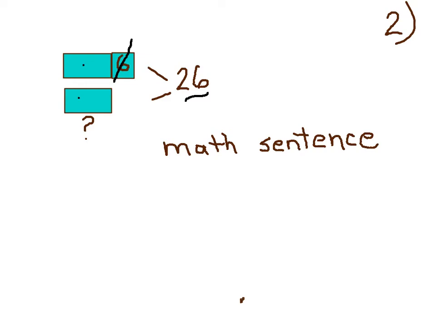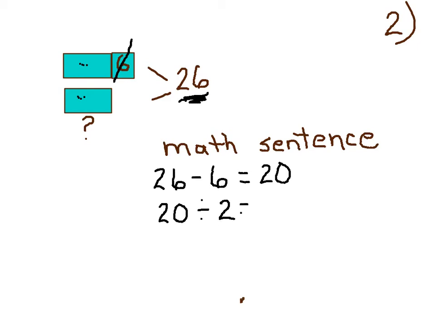The operation that would allow me to take 6 away from this total is, of course, subtraction. 26 minus 6 is equal to 20. Now that tells me that there's 20 in these 2 boxes all together. So I want to split 20 into 2 equal parts, and of course that is the operation of division. And 20 divided by 2 tells me that there are 10 in each part. So the answer to the question is 10.